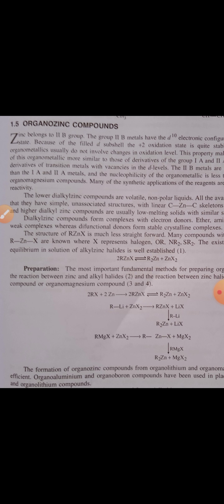Mostly dialkyl zinc compounds have a tendency to form complexes with electron donors. Ethers, amines and sulfides form weak complexes, whereas difunctional donors form stable crystalline complexes.